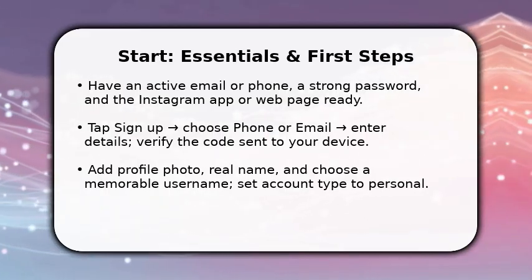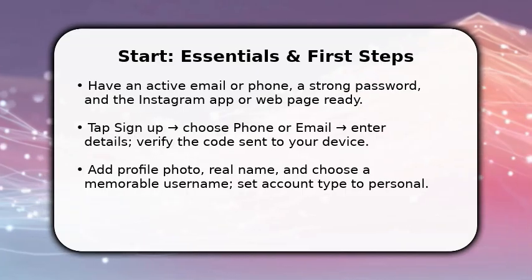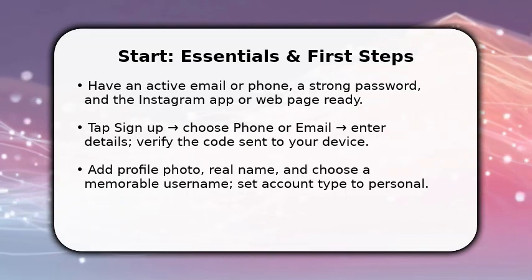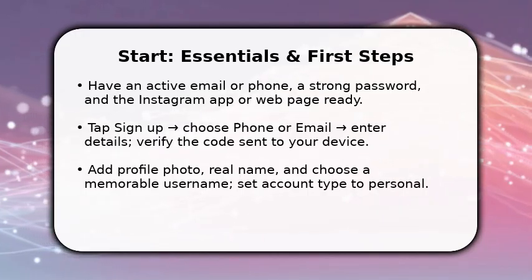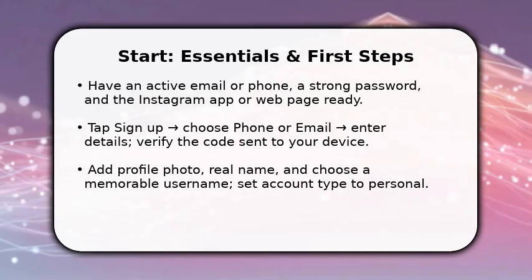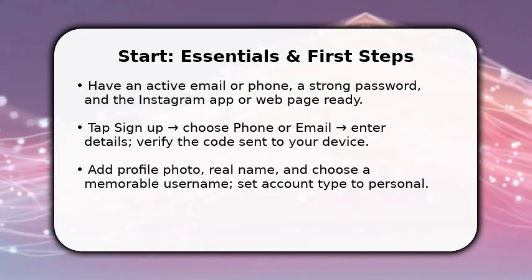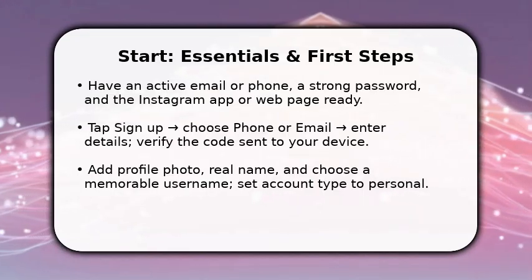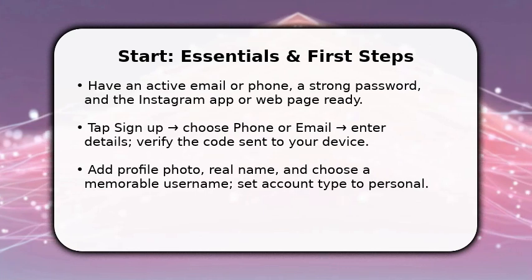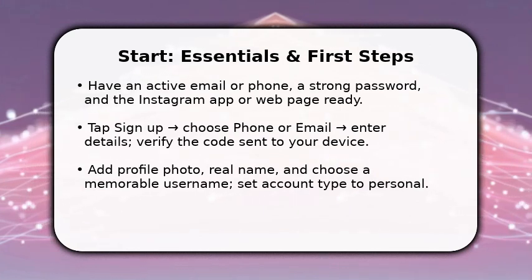Tap Sign Up, choose phone or email, then enter details, use your real name for discovery, and set a memorable username. Once done, verify the codes sent to your device and add a profile photo now. This improves reach. Make sure to toggle to a personal account when prompted. Personal accounts unlock core features and keep your profile optimized for friends and family.